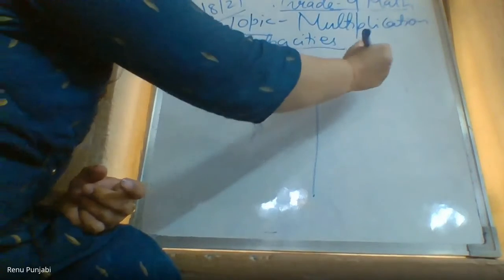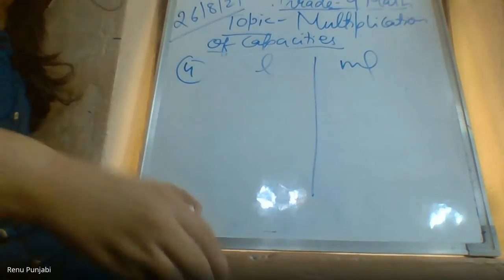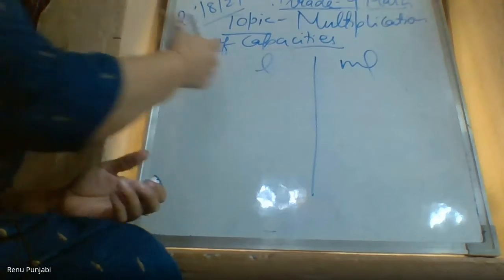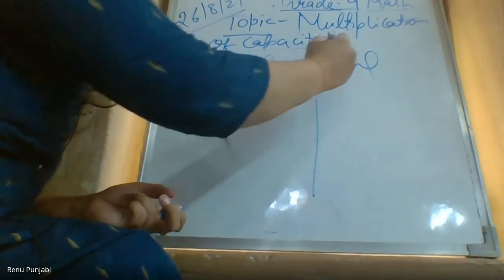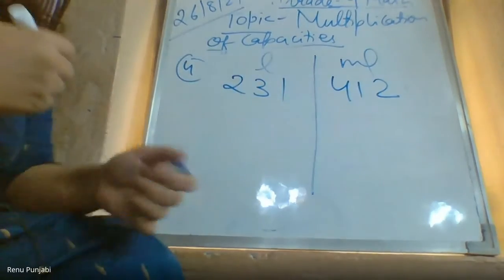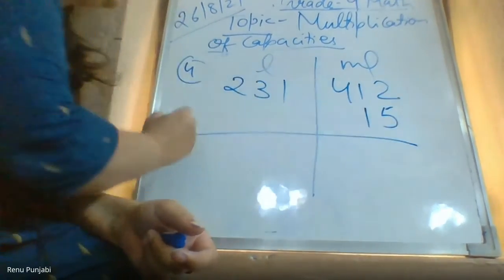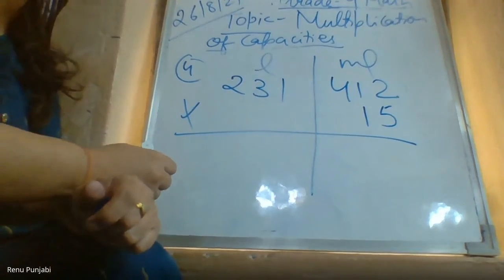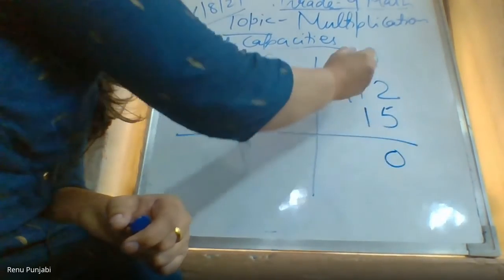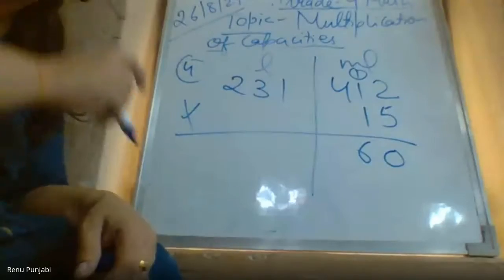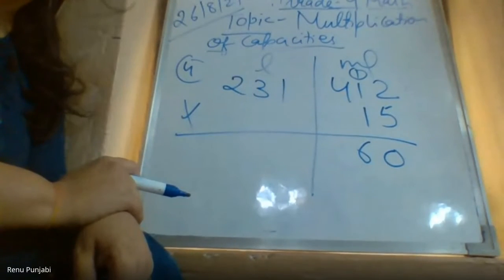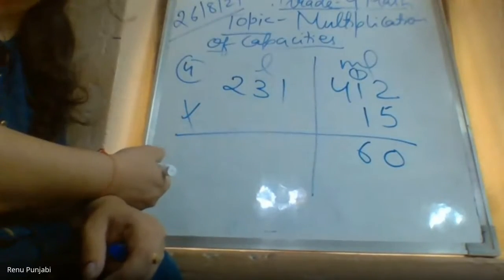Liter and milliliter. I am writing here 231 liter, 412 milliliter multiplied with the 15 because you need to find for the 15 containers. 5 2s are 10, 0. 5 and the 5 plus 1, 6. Yes, Manya? Can I do the sum? Yes, please. Ma'am, I have done it here. You can carry it forward. The 5 4s are 20.